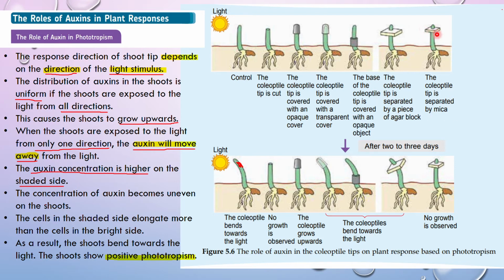Okay, this piece of mica, and it seems that no growth is being observed, meaning auxin, which is from the tip, is unable to diffuse downwards across this mica. So mica is the material that is now blocking the diffusion of auxin from the tip to the zone of cell elongation. Therefore, you don't get to see any growth. Okay, this is on phototropism.